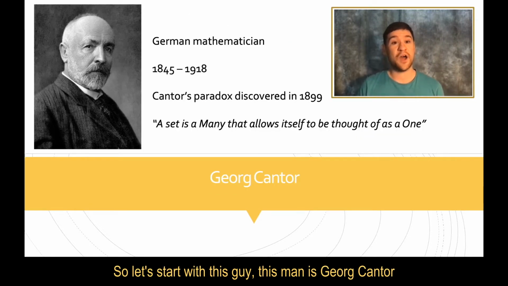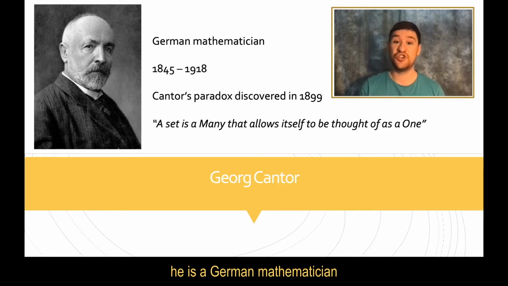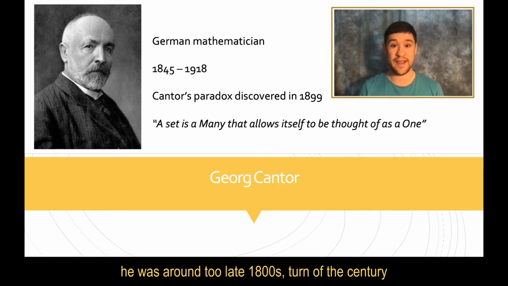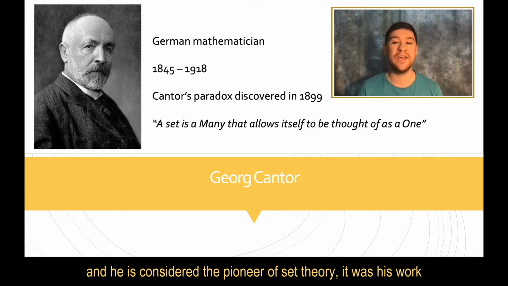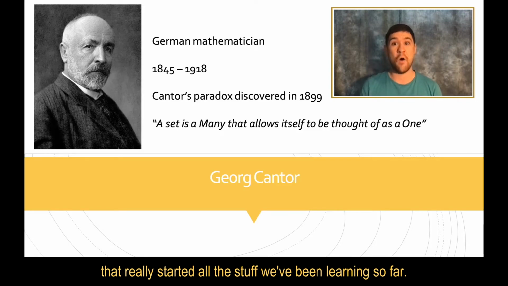So let's start with this guy. This man is Georg Cantor. He is a German mathematician. He was around the late 1800s, turn of the century. And he is considered the pioneer of set theory. It was his work that really started all the stuff we've been learning so far.